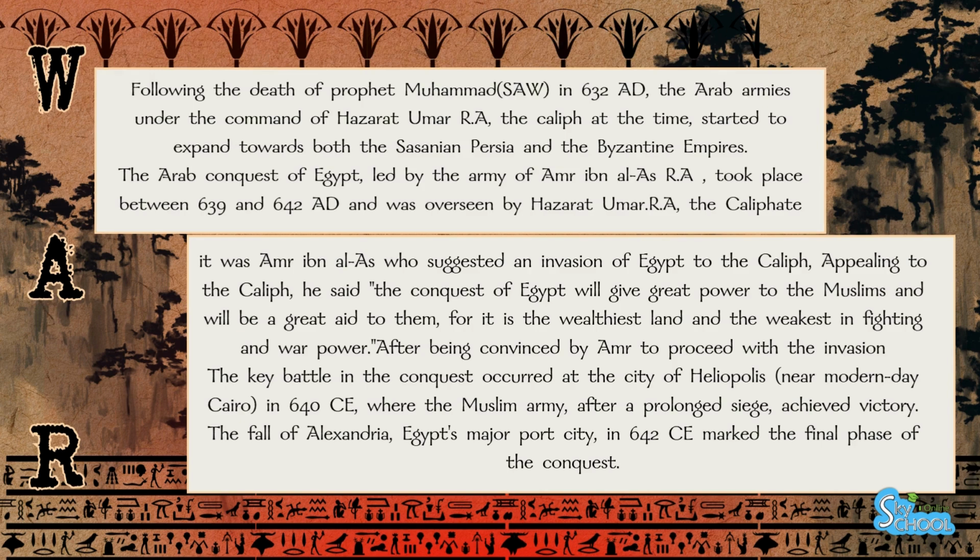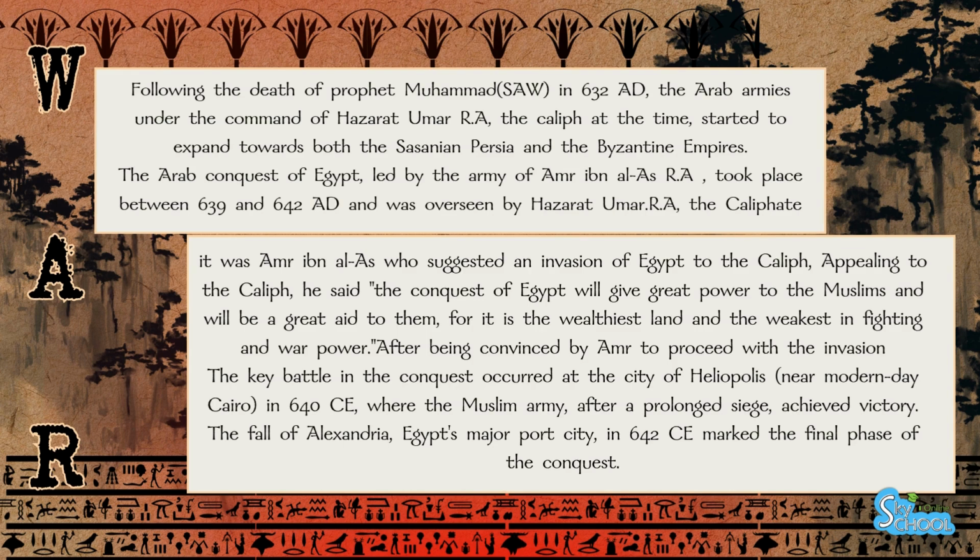The Arab forces, initially numbering around a couple thousand, faced a larger Byzantine defense, but ultimately prevailed due to the genius of the Arab commanders. The key battle in this conquest occurred at the city of Heliopolis, near modern-day Cairo, in 640 CE, where the Muslim army, after a prolonged siege, achieved victory. The fall of Alexandria, Egypt's major port city, in 642 CE marked the final phase of the conquest.